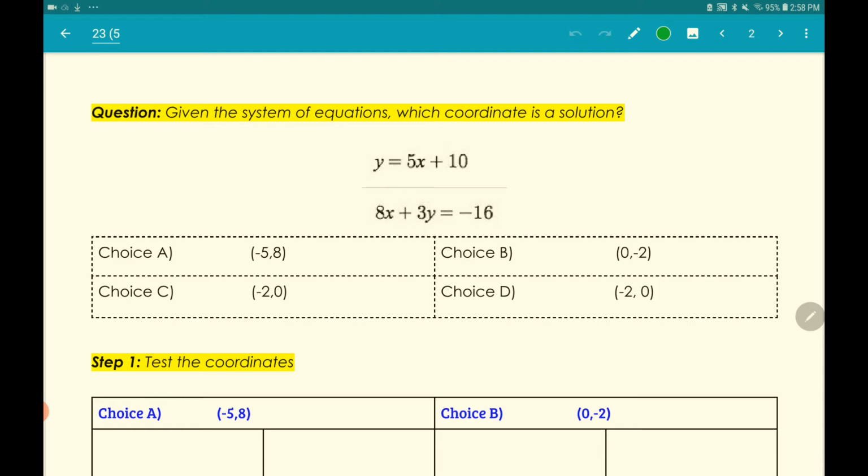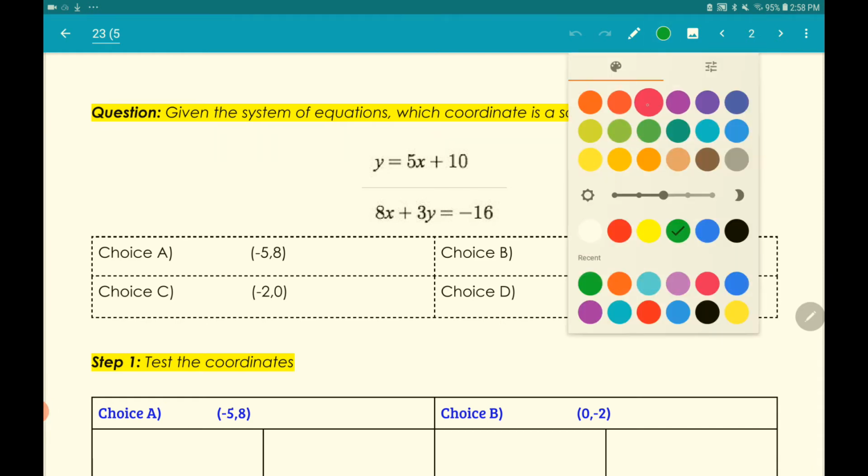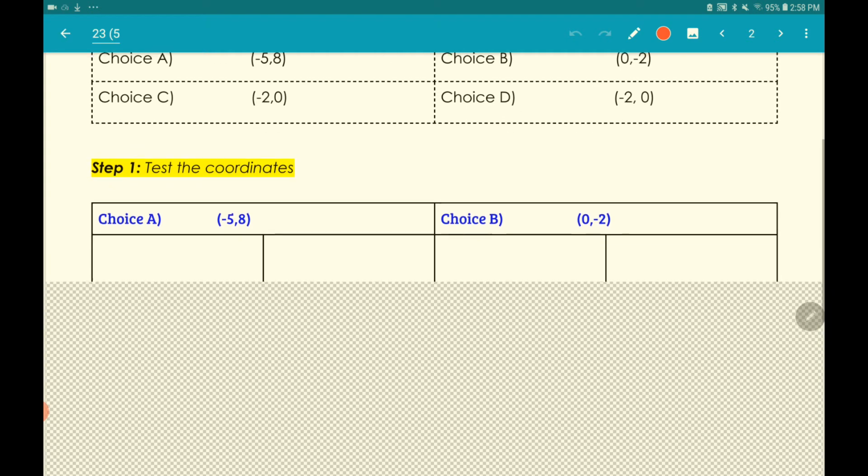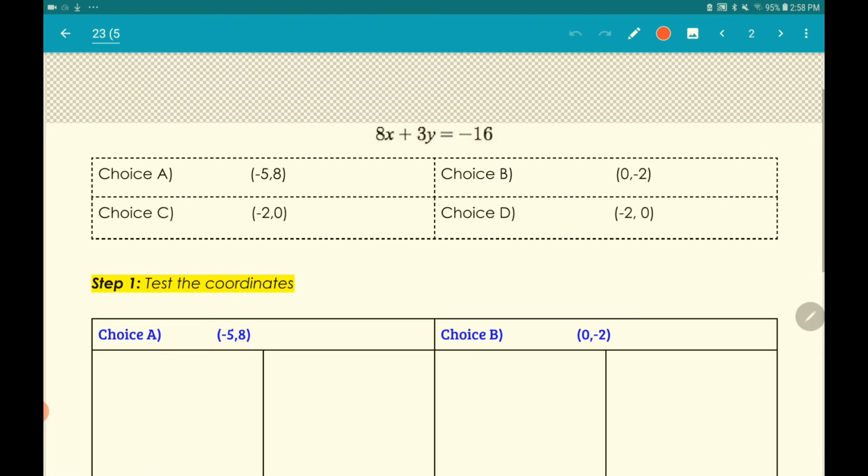So, let's continue what we started on Monday. Given the system of equations, which coordinate is a solution? All right, so here we have some choices. Choice A, B, C, and D. So our first step, what we're going to do is we're going to test the coordinates.